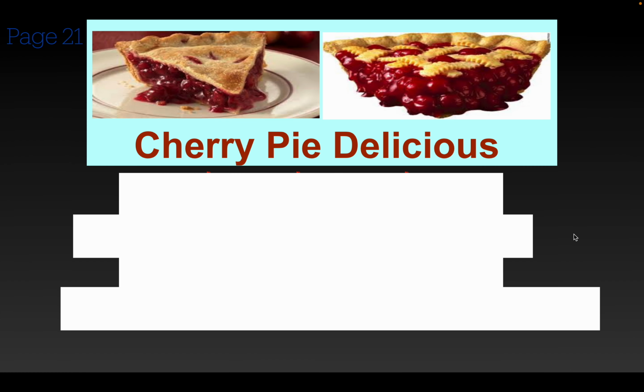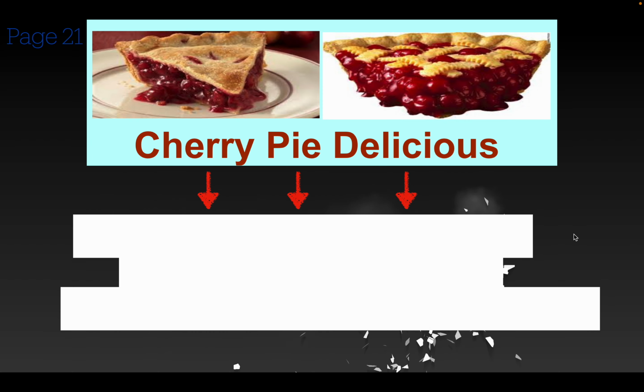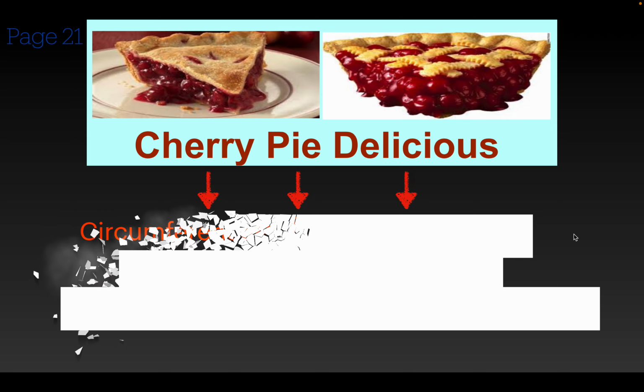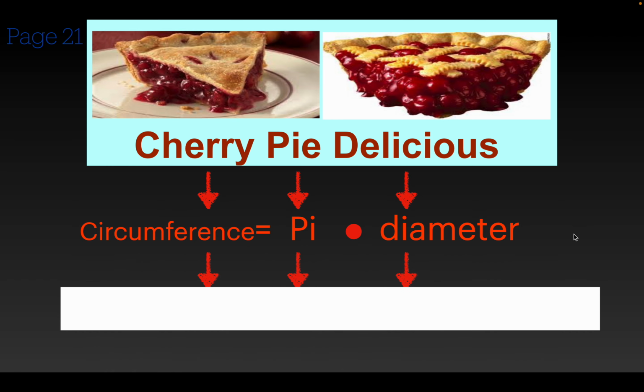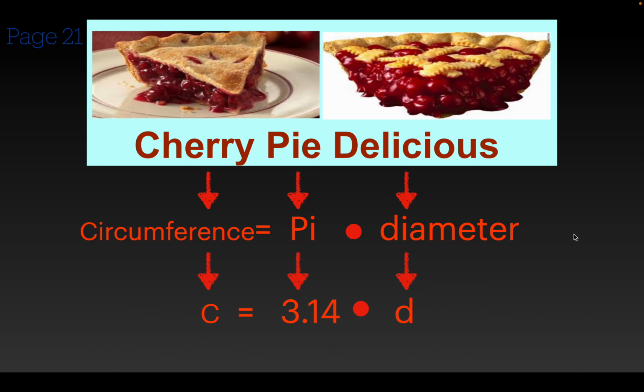Some of you yesterday got this written down, some of you did not. On page 21, you're going to write cherry pie delicious. And remember, we said that they stand for stuff. C in cherry, pie, and then D for delicious. So underneath where you wrote cherry pie delicious, draw arrows down, pointing to circumference equals pi times diameter. Underneath that, draw arrows down, pointing to circumference equals 3.14 times d.